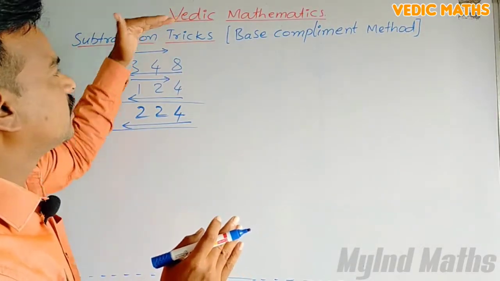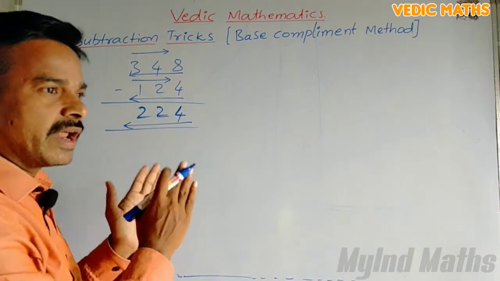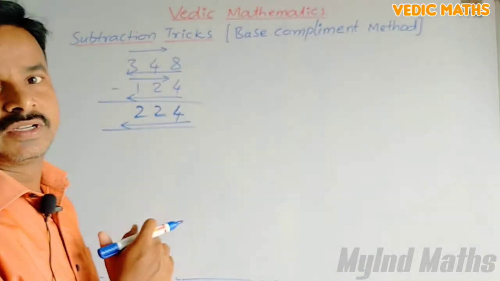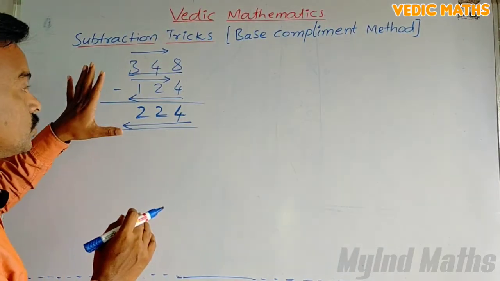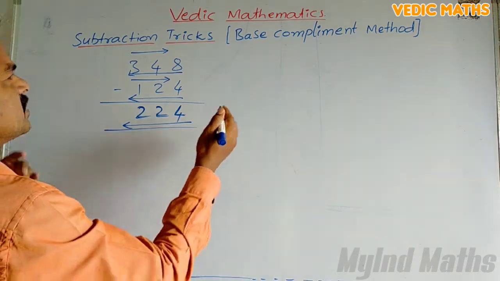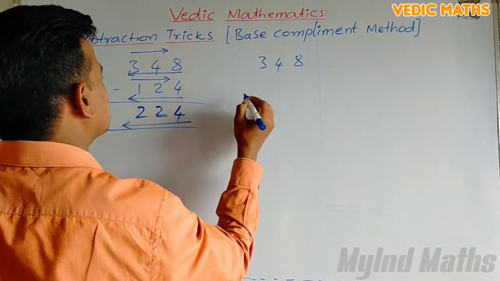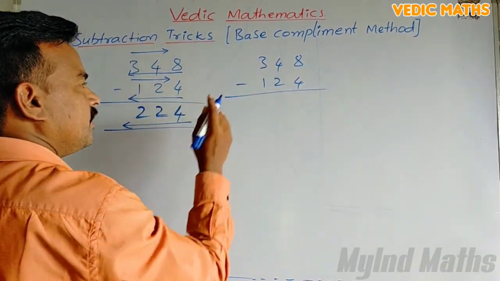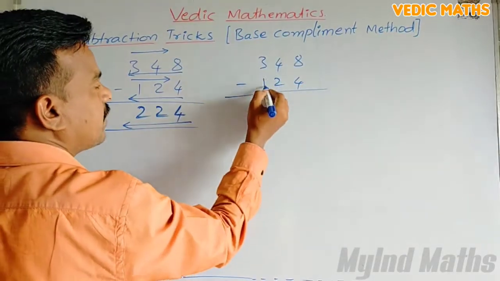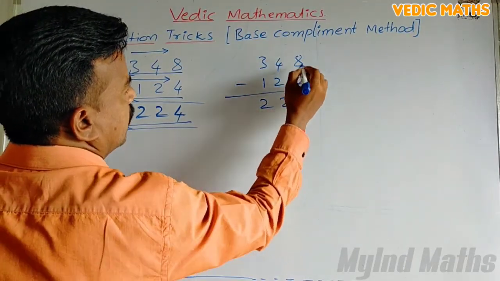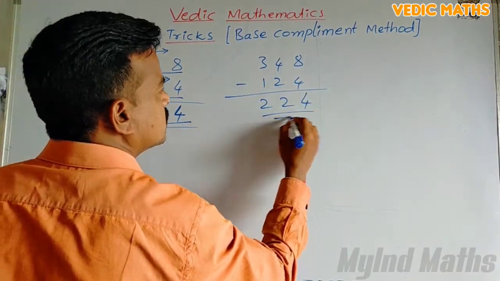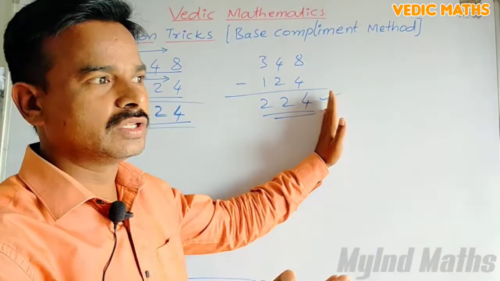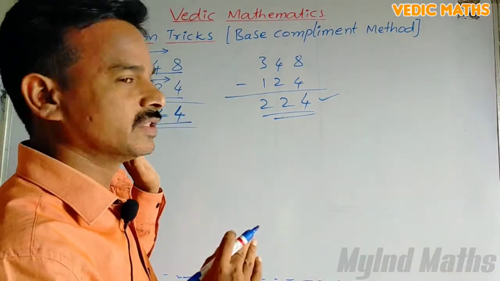But Vedic mathematics says we can do the subtraction from left to right also, and in an easier method. How can we do that? Very easy. 348 minus 124. Easily we start from the left. 3 minus 1, 2. 4 minus 2, 2. 8 minus 4, 4. So this is the answer. From left to right also we can do the subtraction by using Vedic mathematics.